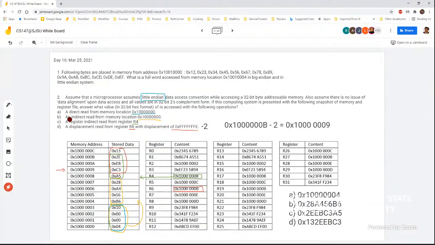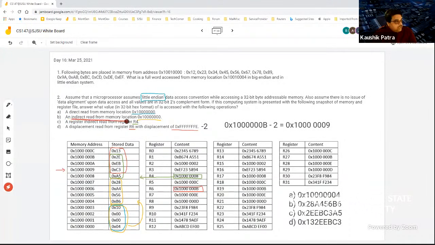Okay, I see it. Thank you so much. Yeah, it's an indirect read. So an indirect read involves 2 memory accesses. First is an access from that memory to pick up an address, and then that address will be read.